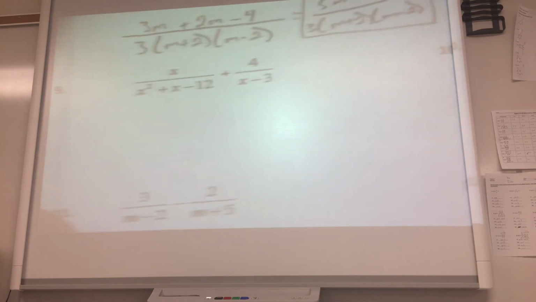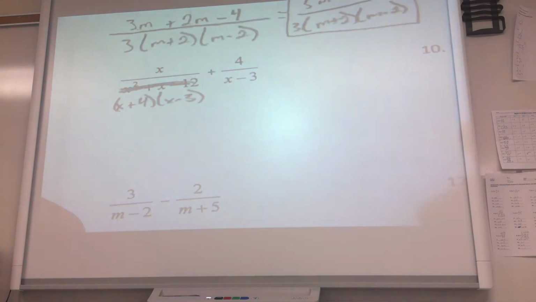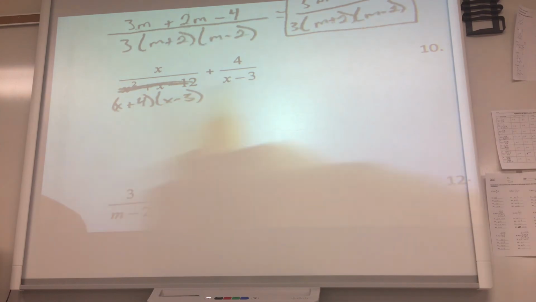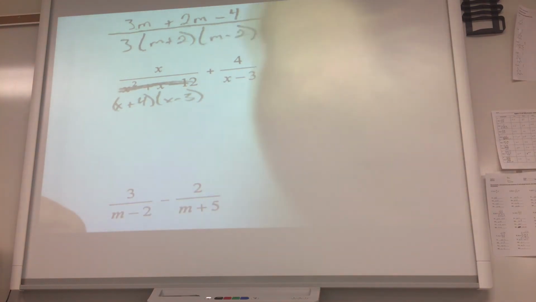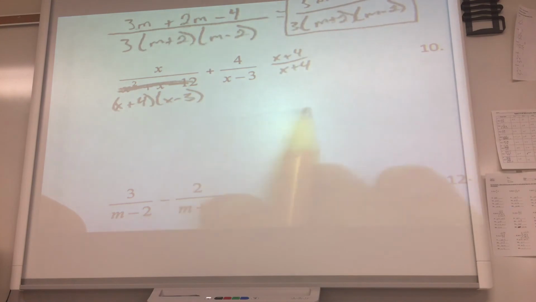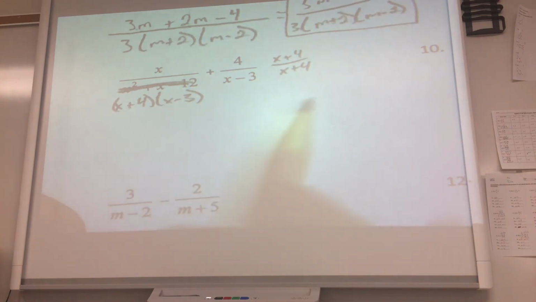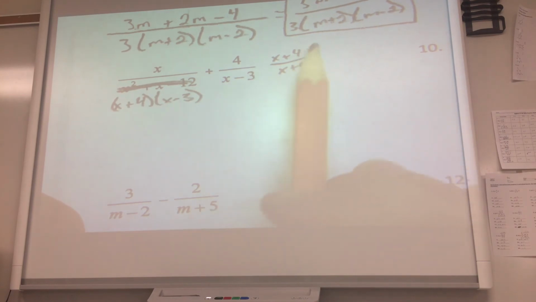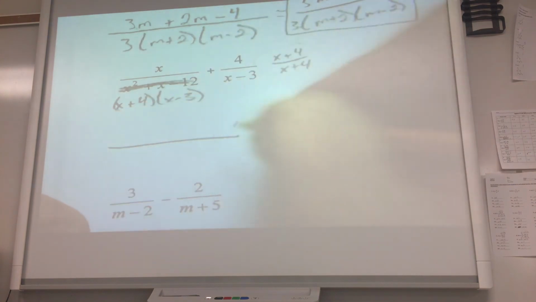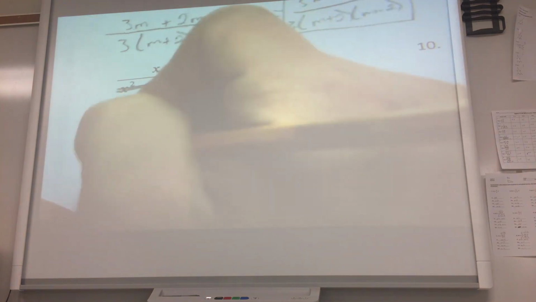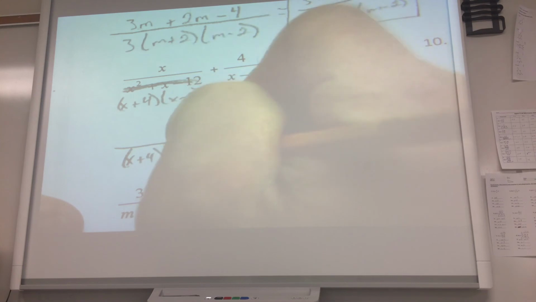All right, next one. Factor everything. x plus 4, x minus 3. Okay, so this side is missing the x plus 4, so I'm going to do x plus 4 over x plus 4. So notice the difference between adding and subtracting and multiplying. Multiplying is easy because you just multiply straight across. You don't need a common denominator. All this stuff is because we're trying to get a common denominator. Okay, now that common denominator is going to be x plus 4, x minus 3 on the bottom.